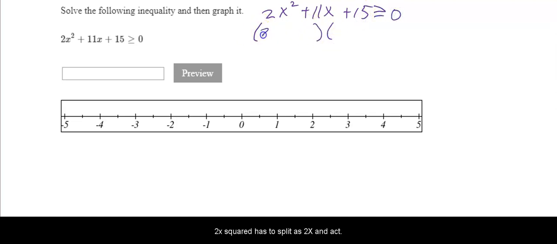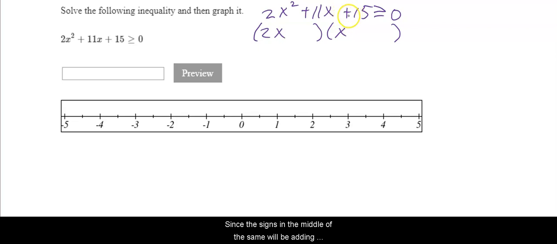2x squared has to split as 2x and x. 15, however, could split as 1 and 15, or 3 and 5. Since the signs in the middle are the same, we'll be adding the products together, and they're both positive. I can go ahead and write that much in. In that case, 15 and 1 is a bad choice because then my product will be at least 15, if not more. So I'm going to use 3 and 5.